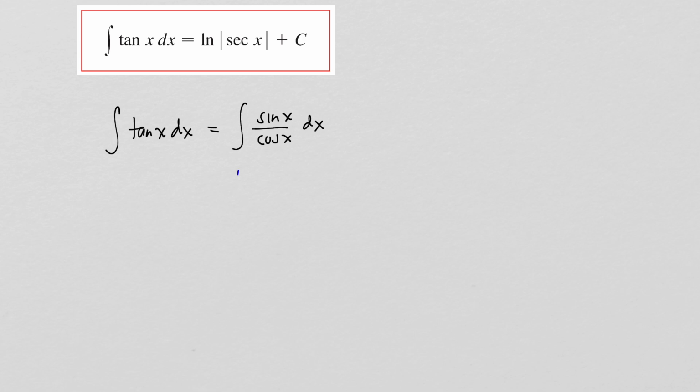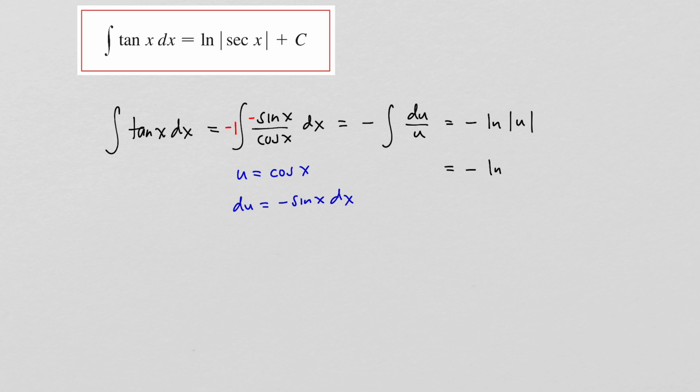Now from here, I'm going to apply a u substitution. I'm going to let u equal cosine, and then du is going to be negative sine. And so to make this work, I need to put a negative in front of the sine here, and I need to put a negative 1 on the outside. And this becomes negative integral of du over u. And we know that this is negative natural log of the absolute value of u, and that becomes negative natural log of the absolute value of cosine of x plus c.